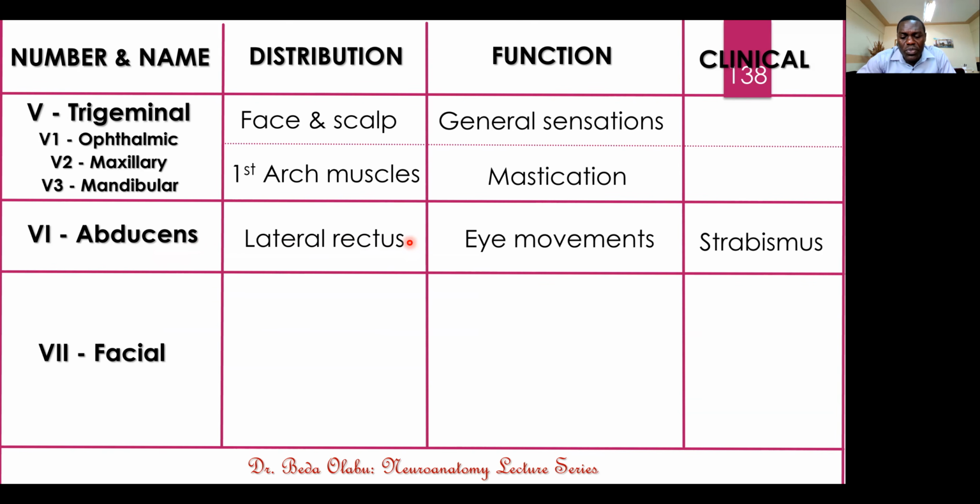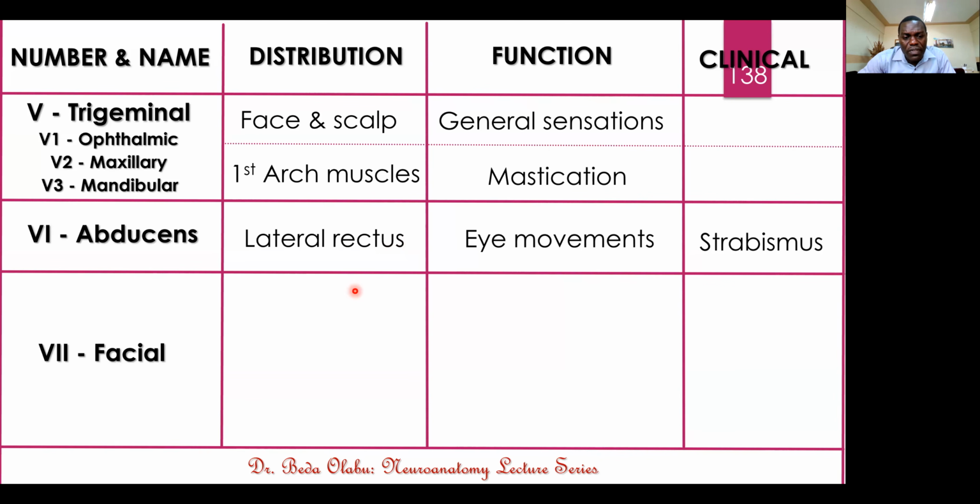The 7th cranial nerve is what we call the facial nerve. Facial nerve exits the cranial cavity through the internal auditory meatus. Well, it has a long pathway, but when it's coming out of the cranial cavity, it enters the internal auditory meatus. However, when it's coming out through the skull, it uses another foramen to come out. That foramen is called the stylomastoid foramen. So it enters through internal auditory meatus and comes out through stylomastoid foramen.